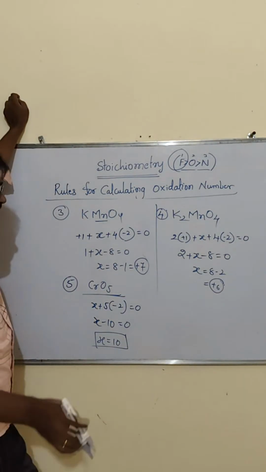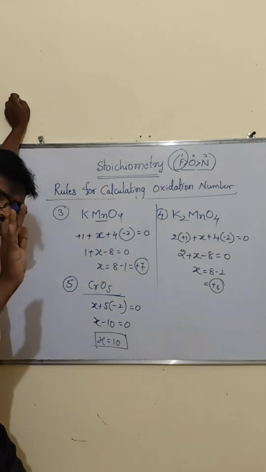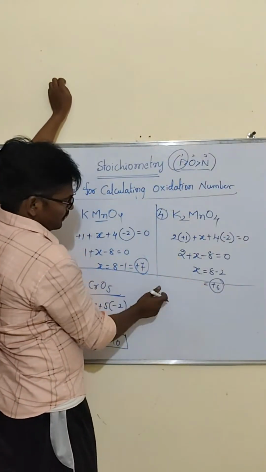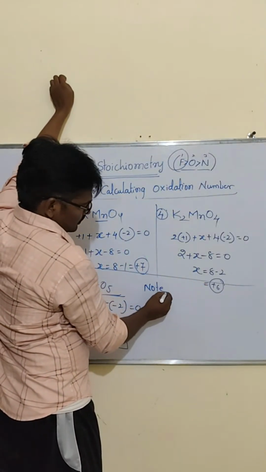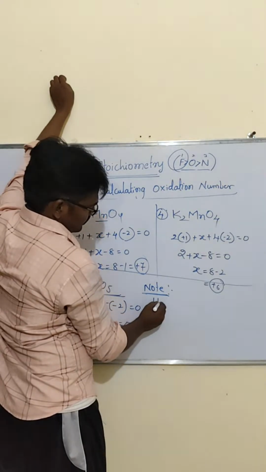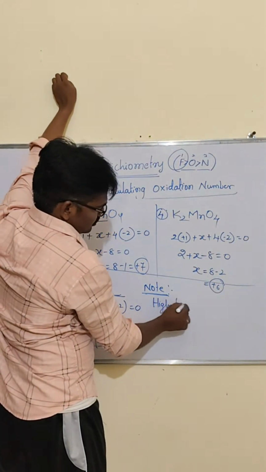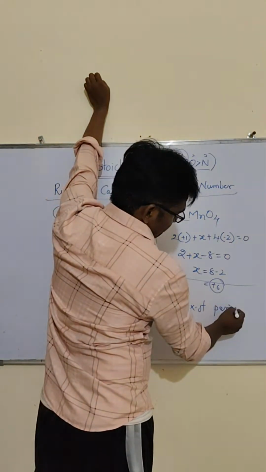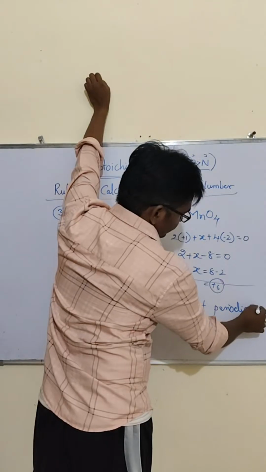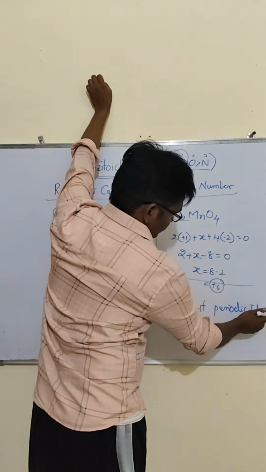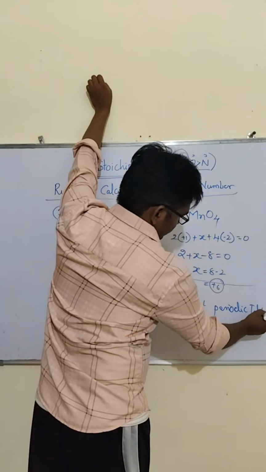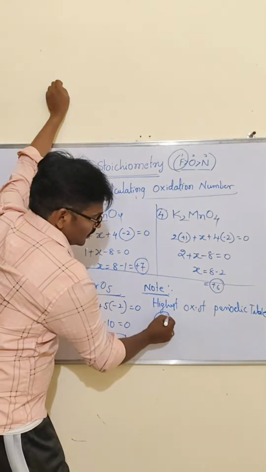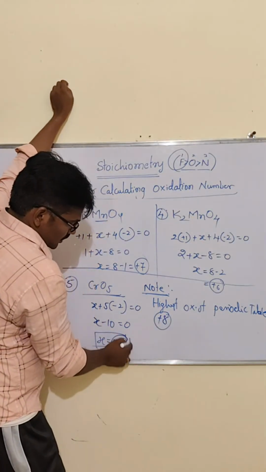That is not correct. Highest oxidation state in the entire periodic table is, remember, note, it is very important, note: highest oxidation state in the entire periodic table, that is +8 only. If +10 comes, that is wrong.